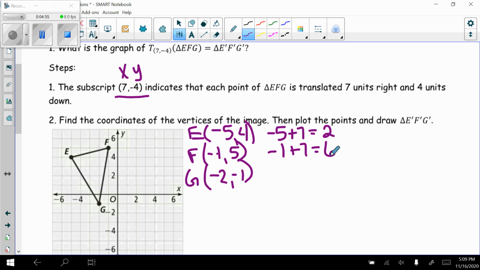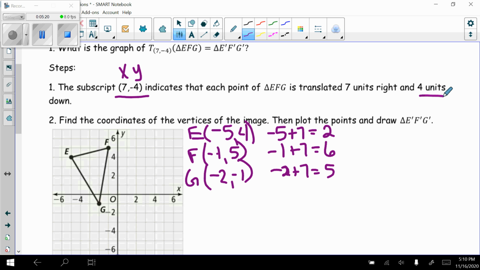I'm going to take G. Its x value is -2, add 7, and I'm at 5. So that I have all of the x values of my primes. Now I want to find the y values. So it says 4 units down because it was a -4. So I take all of my y values and I subtract 4.